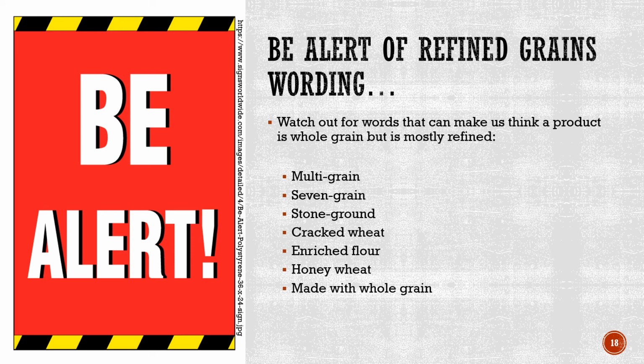When choosing whole grains, there are a few things that we want to be aware of. We want to watch out for words that can make us think a product is whole grain, but in reality it's mostly refined. So if we look on that ingredient list and we see multigrain, 7-grain, stone ground, cracked wheat, enriched flour, honey wheat, or made with whole grain, we know that that product is mostly refined grains. And so we'll want to choose a better option. Remember, look for the words whole grain in the ingredients list.